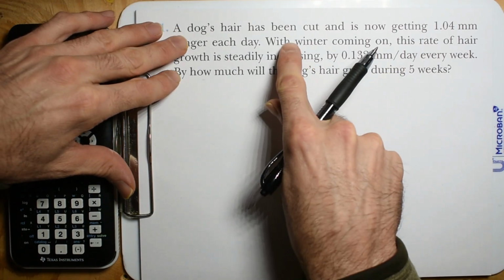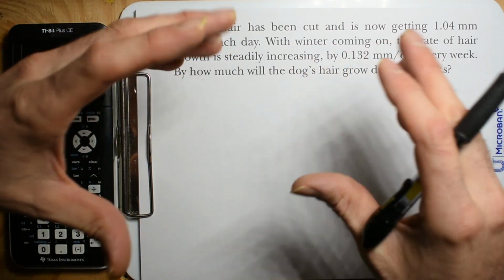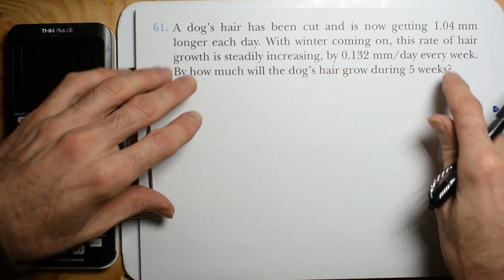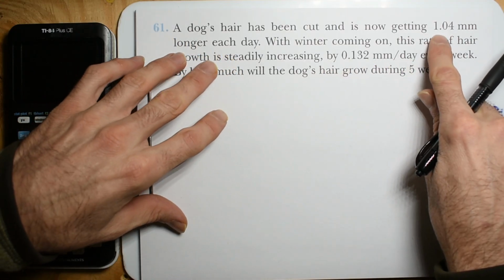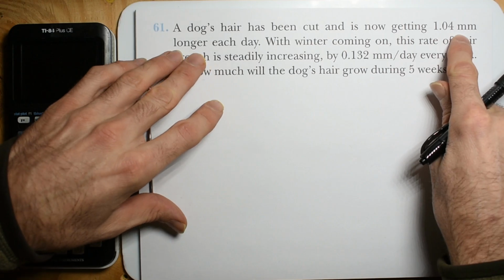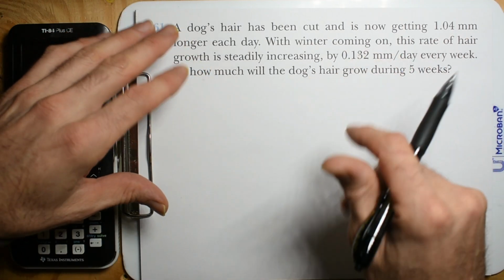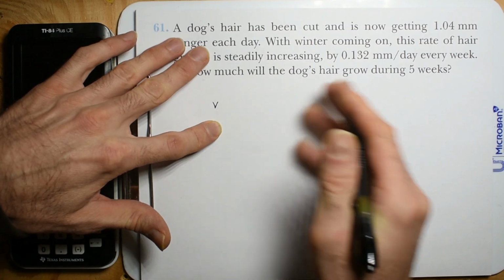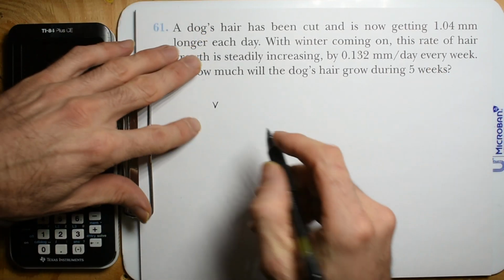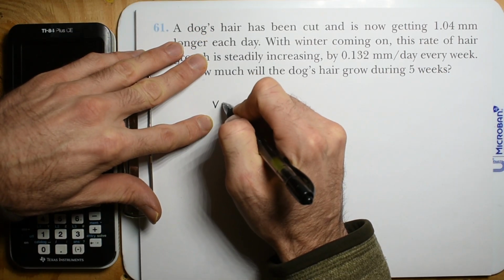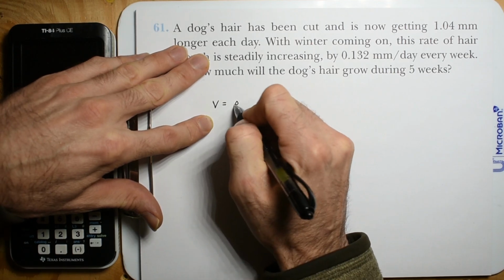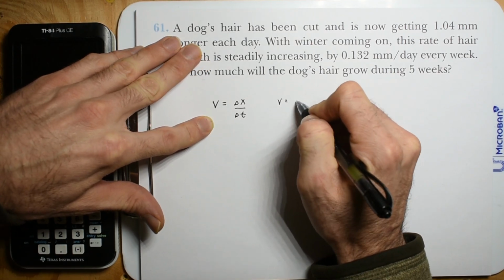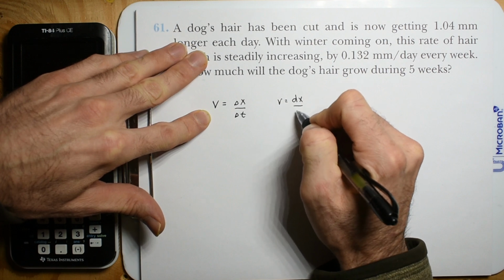Sweet. So what we have is a dog's hair is growing, and it has a certain velocity of its growth. It has a velocity of 1.4 millimeters each day. And so technically you would call this an average velocity. The first equation that I would write for velocity is change in position over change in time. You can also write it like this, dx/dt.